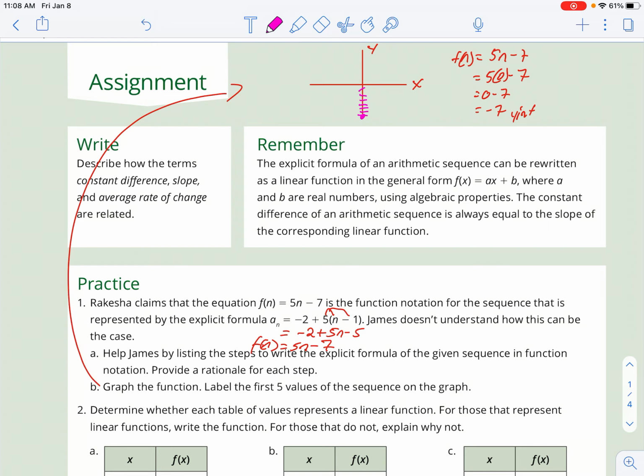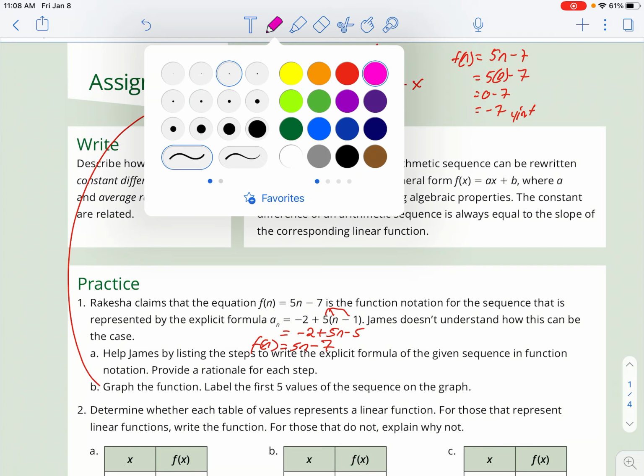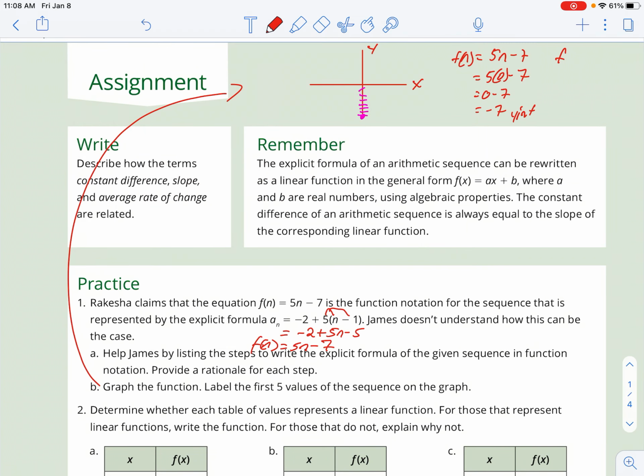Now to find the next point, after 0 comes 1. So I'm going to do the exact same thing, but I'm going to plug in 1. Essentially what I'm doing is making a table. 5 times 1 is 5. 5 minus 7 is negative 2. So I'm at 1 comma negative 2, which is right about there.